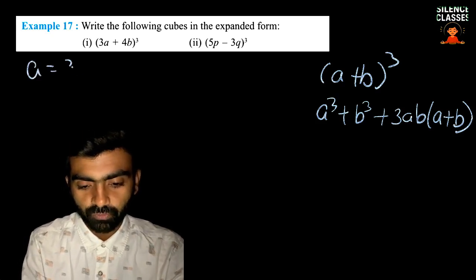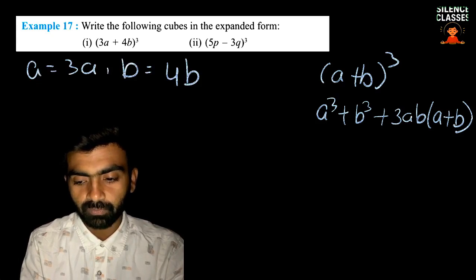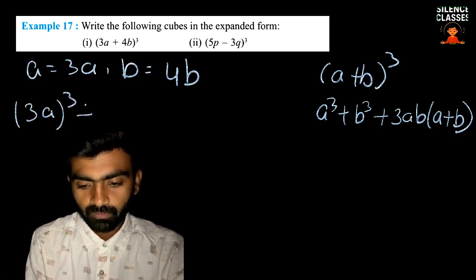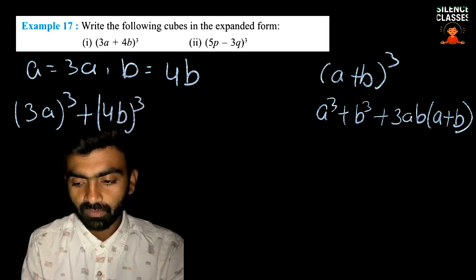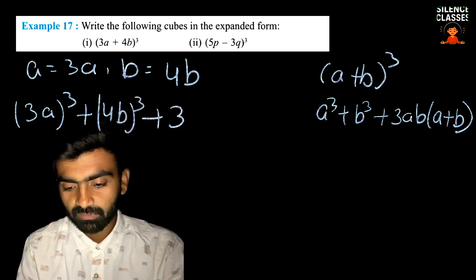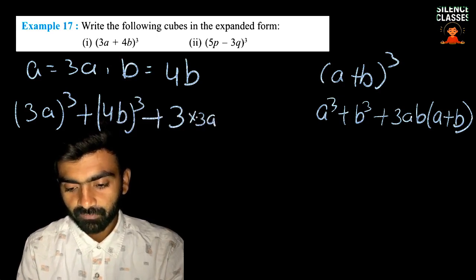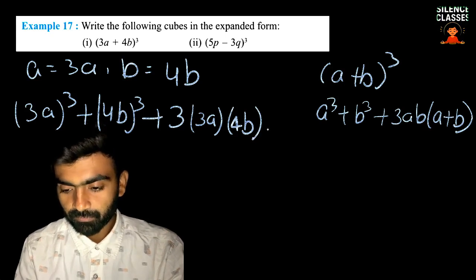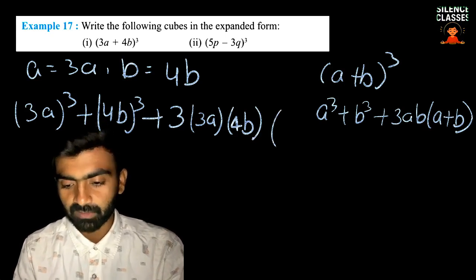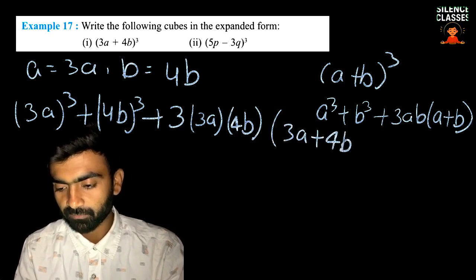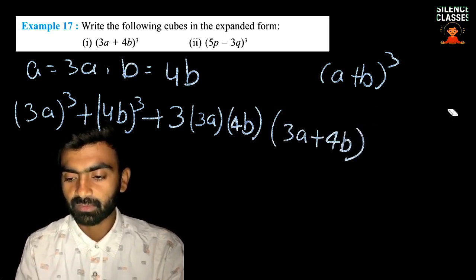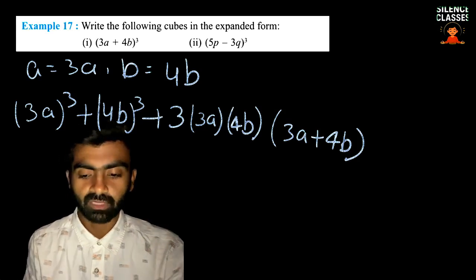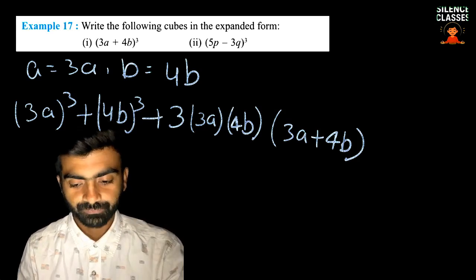Over here a is equal to 3a and b is equal to 4b. So a cube means 3a whole cube plus 4b whole cube plus 3ab. A means multiplied by 3a, and b multiplied by 4b. And a plus b means 3a plus 4b. Now let's solve it out, and we will get the answer.